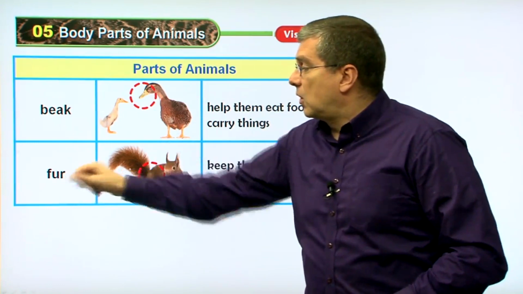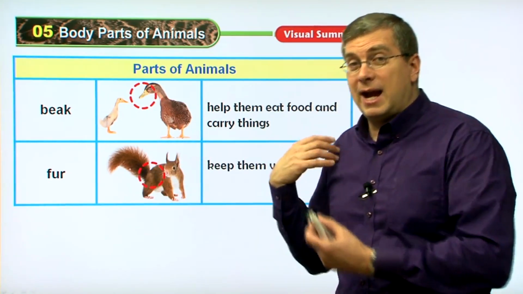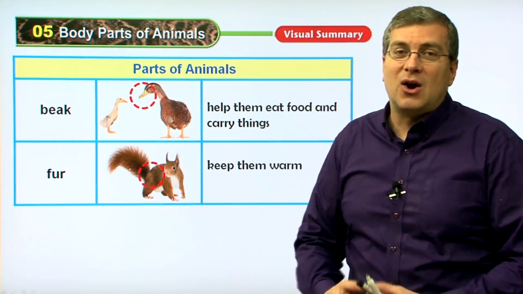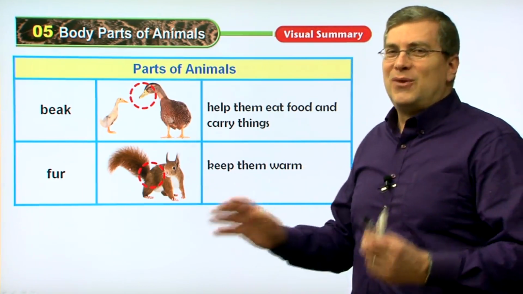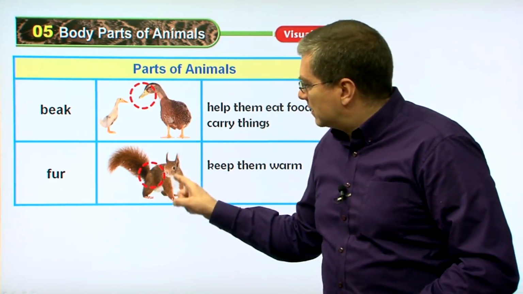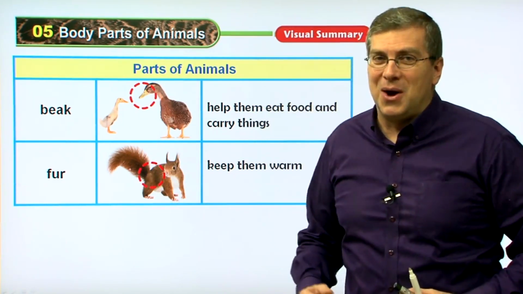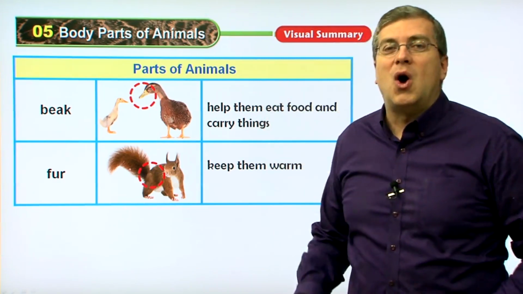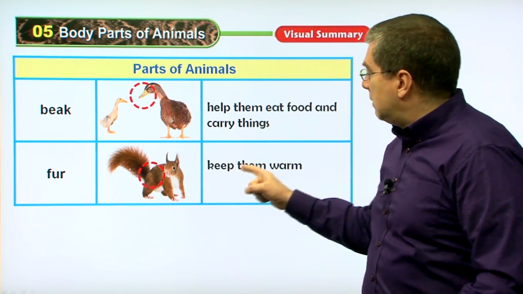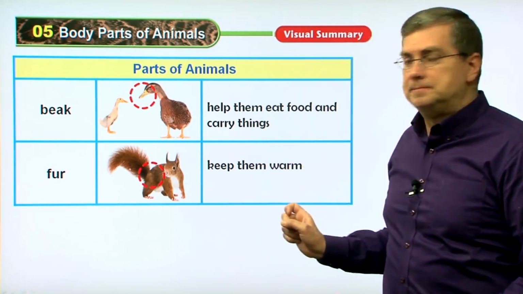Next one down is fur. Remember, fur is what we use to describe the hair on animals. Don't use it to describe the hair on people, okay? Fur is for animals. This is a picture of a squirrel. We can see the squirrel has fur all over its body. If you have a puppy dog, it has fur all over its body. What does fur do? It's like a coat. It keeps animals warm.